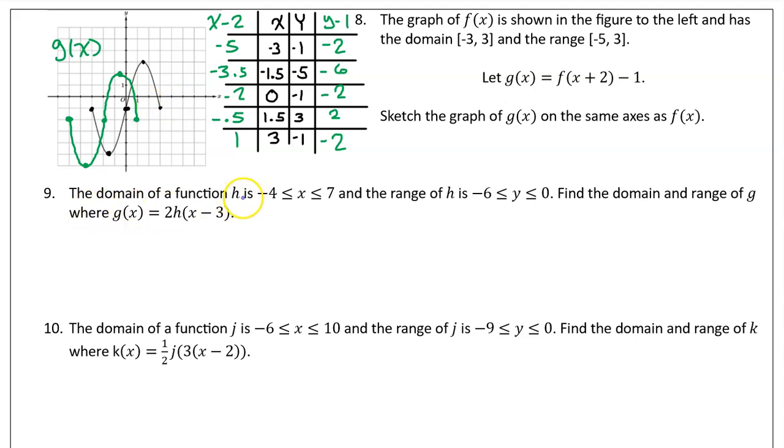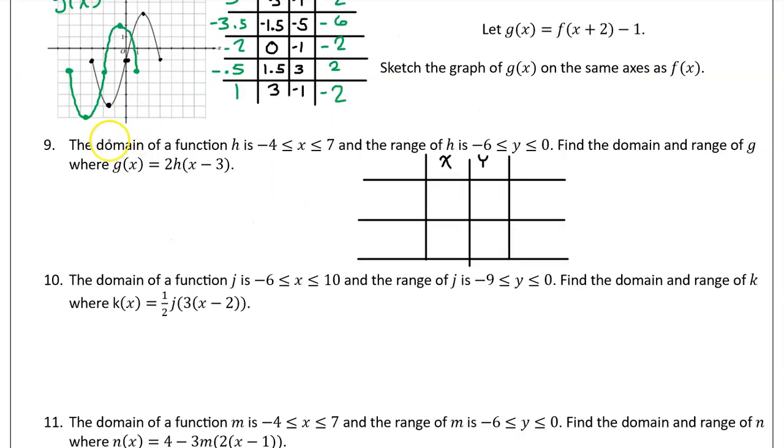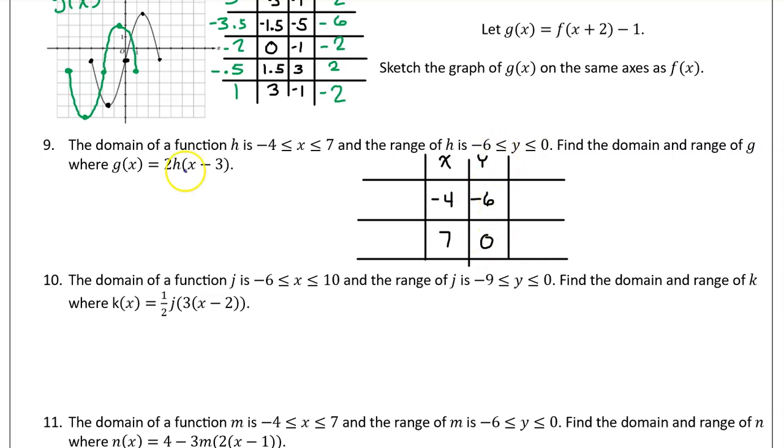Number 9. The domain of h is from -4 to 7, and the range is from negative 6 to 0. Find the domain and range of g, where g of x is equal to 2 times h at x minus 3. Domain values are x values, so the x values originally go from negative 4 to 7. Range values are y values, which originally go from negative 6 to 0.